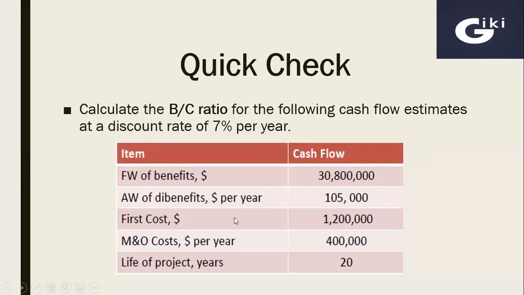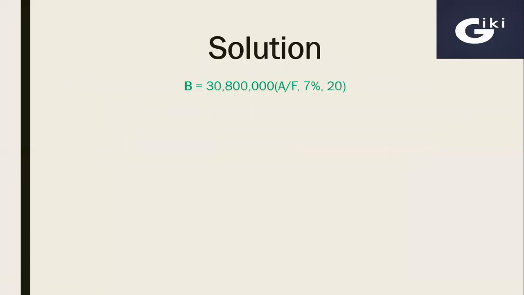And we are given annual worth of disbenefits, which is $105,000 per year. And first cost is 1.2 million. Then we have maintenance and operating costs, $400,000 per year. This is also in terms of annual worth. Here the first process will be to convert future worth of benefits into annual worth of benefits, and first cost into annual terms as well. And the life of project is 20 years.